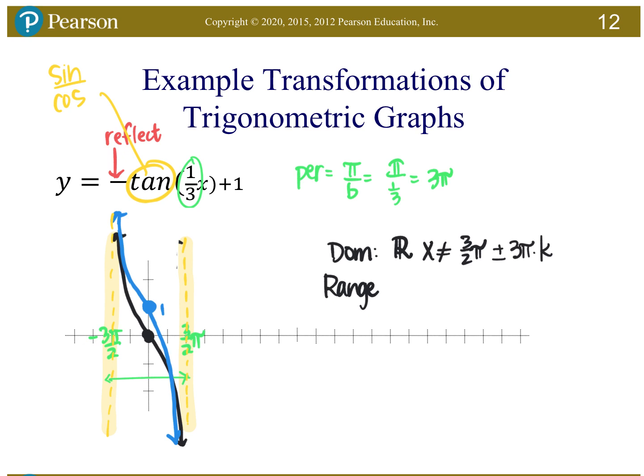The range is a lot easier. It's negative infinity to positive infinity, or you can put all real numbers for the range, because it goes infinitely high and infinitely low.